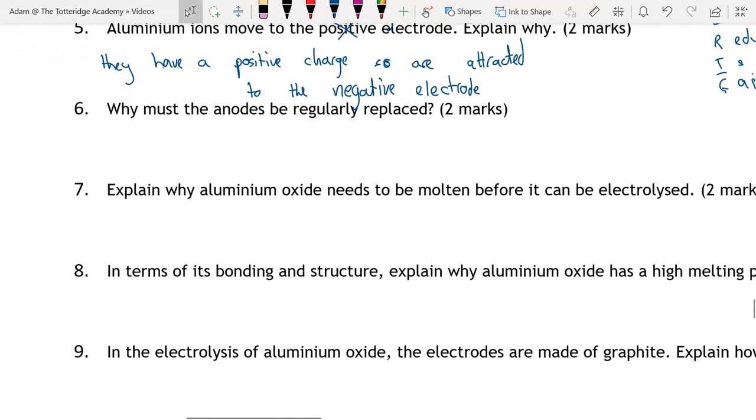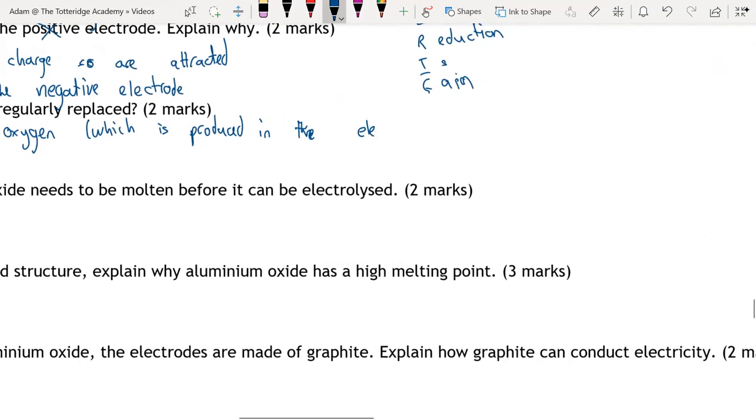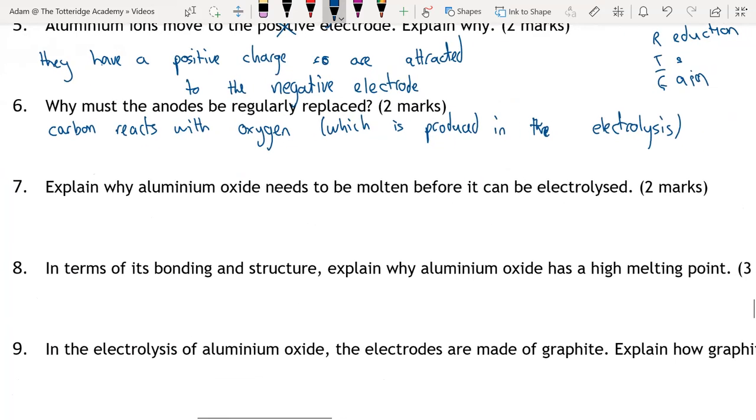Why must the anodes be regularly replaced? So say you got 2 marks: the carbon reacts with oxygen, which is produced in electrolysis. And then your second point here, they wear away. So over time, those electrodes will wear away.